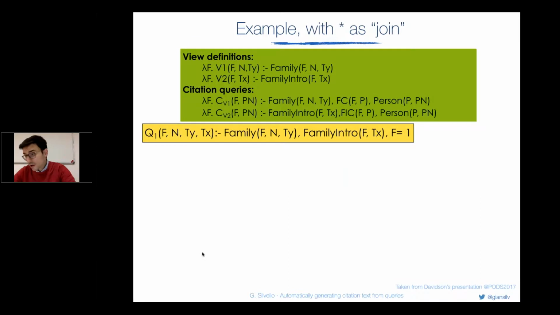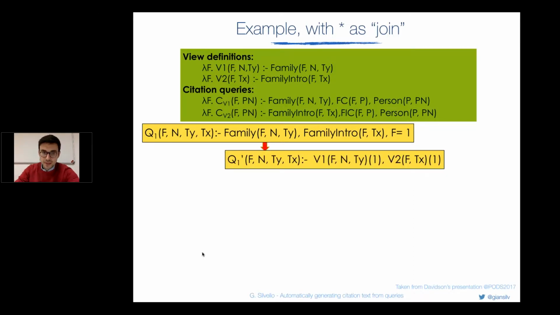This one is a more complex example where we have a query which is a join between family and family intro. If you look at the view definitions, we do not have a view exactly matching this query, but we have to use both V1 and V2 for rewriting Q1. As you can see here, Q1 prime is composed by the conjunction of V1 and V2, right?